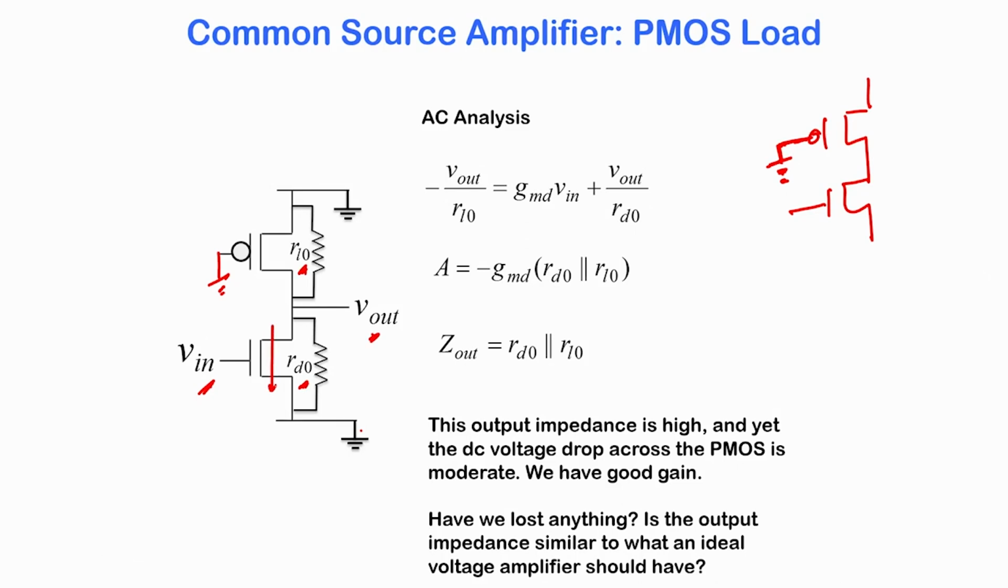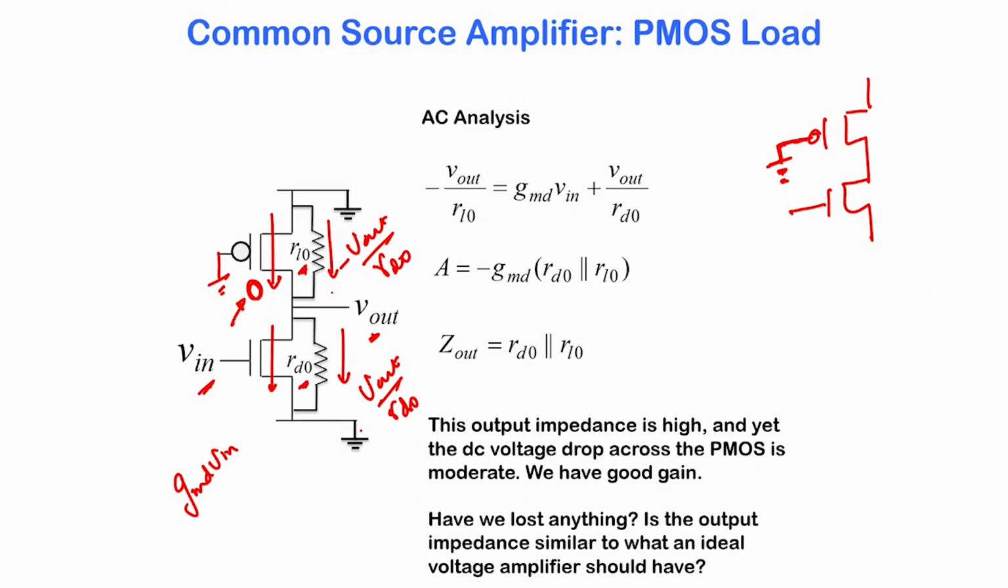The current through this is the same, it is GMD V in. The current through this is V out by RDO. The current through this is V out minus V out by RLO, and the current through this is now 0, because neither is this node fluctuating nor is that node fluctuating. So, the current is now 0, and that is the fundamental difference between having an NMOS and a PMOS.